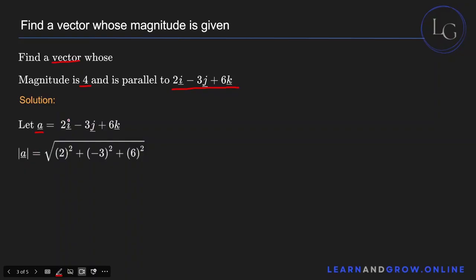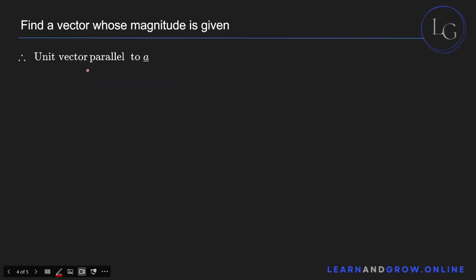Obviously, the magnitude of A is basically the square of this term, and this term, the sums of the squares of these terms, whole under root. So you get under root 49, which is equal to 7. So that's the magnitude of the vector that is parallel to the vector we actually have to find. And the magnitude of that vector is 4. That's already given to us. That simplifies this a bit.